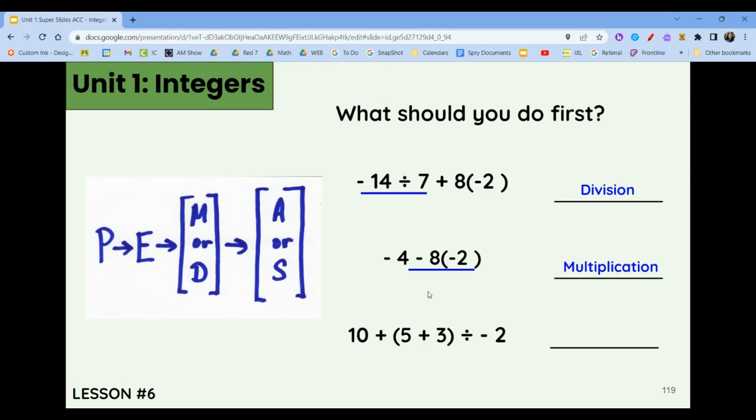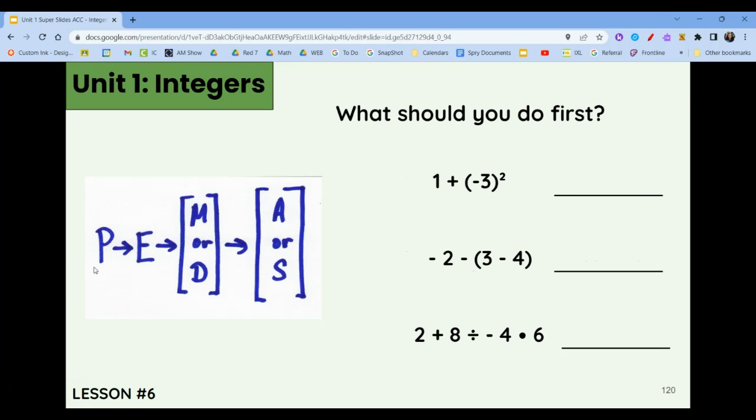And this last expression says 10 plus parentheses 5 plus 3 divided by negative 2. This is what they mean when they say parentheses. So since there's something grouped inside parentheses, that is what I would have to perform first. Okay, what should you do first? Is there anything grouped inside of the parentheses? No. They use parentheses here, but they're just using parentheses with this exponent.